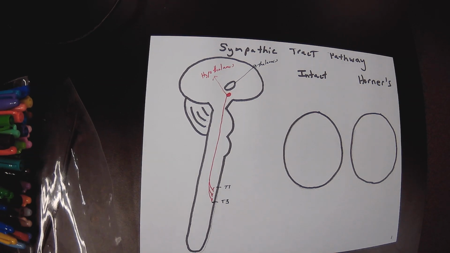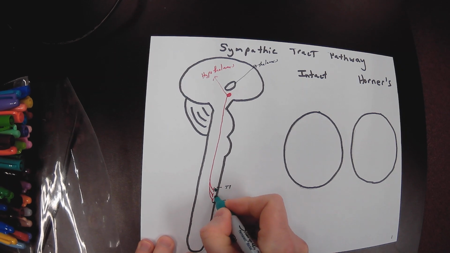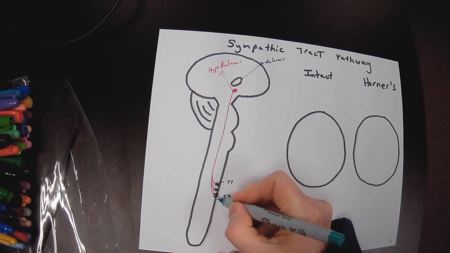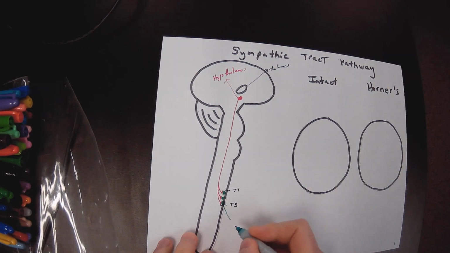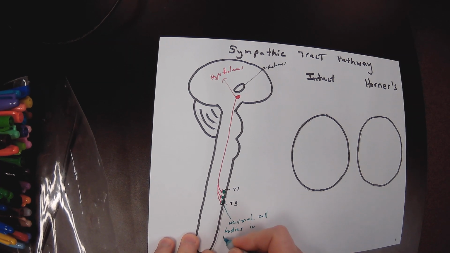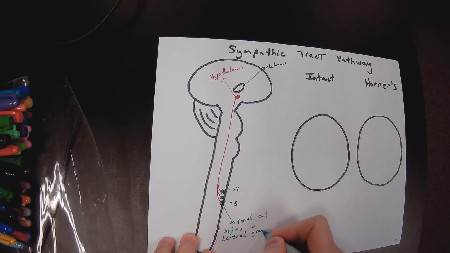And at the level of the lateral gray horn, T1 through T3, the sympathetic tract synapses with neuronal cell bodies here. And I'll put that these are neuronal cell bodies in the lateral gray horn.